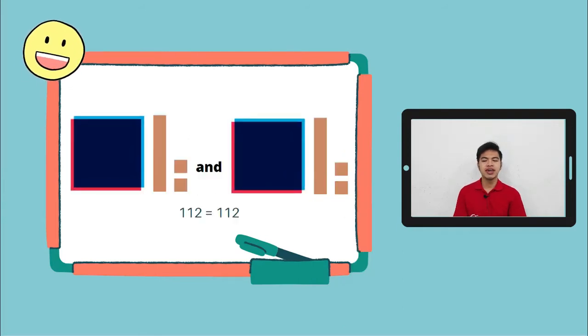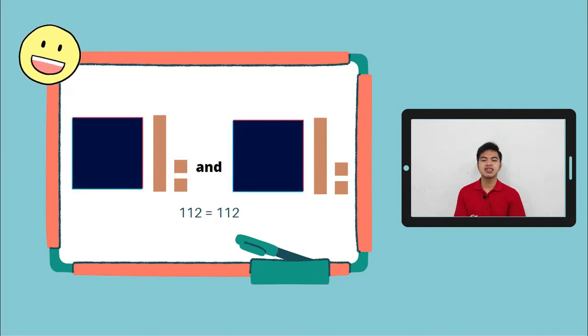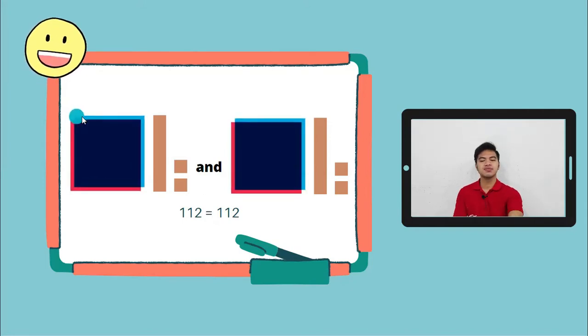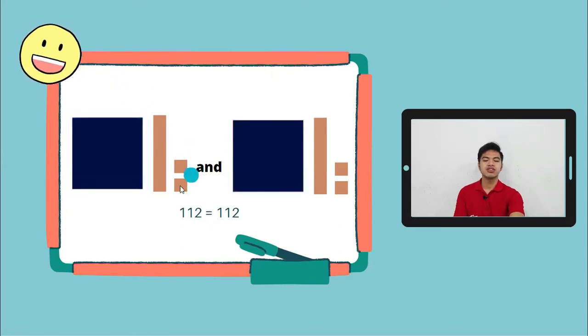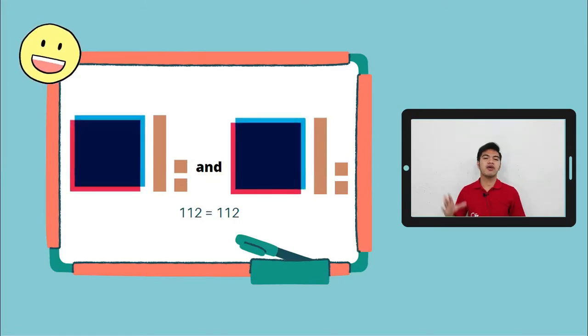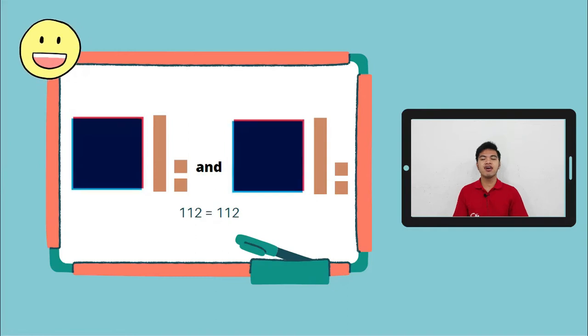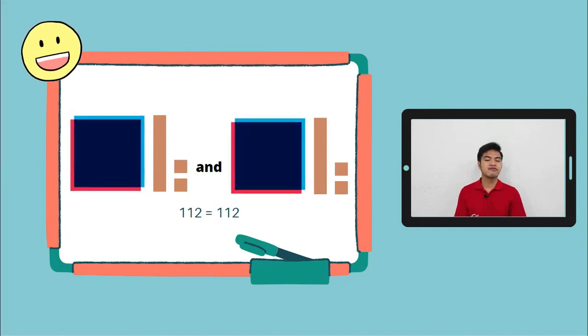For example, we have here two numbers that are written as these following objects. As we can see here, we have one big square, one rectangle, and two small squares. As we can see in our previous discussion, a big square represents the place value of hundreds, a rectangle represents the place value of tens, and a small square represents the place value of ones.